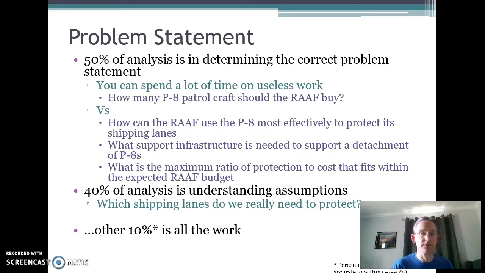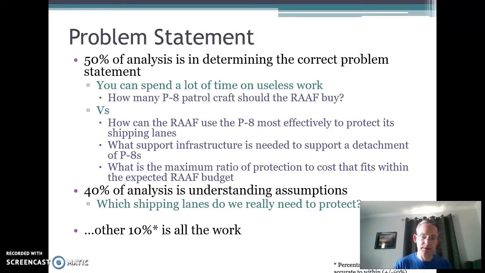How can they use it to most effectively protect shipping lanes? That's something we can put into a model, right? We can simulate that over time, simulate threats, all that kind of stuff. What's the infrastructure needed to support a detachment? That's something we can model as well with logistics supply chain models. What's the maximum ratio of protection to cost? That's something you'd want to do with some linear optimization.